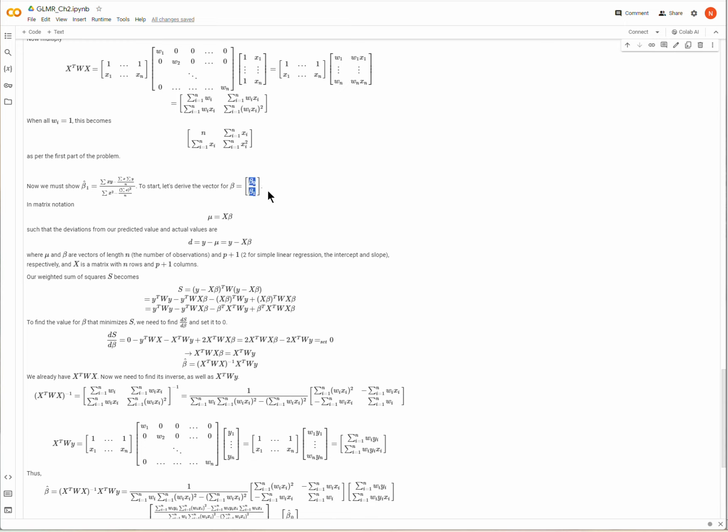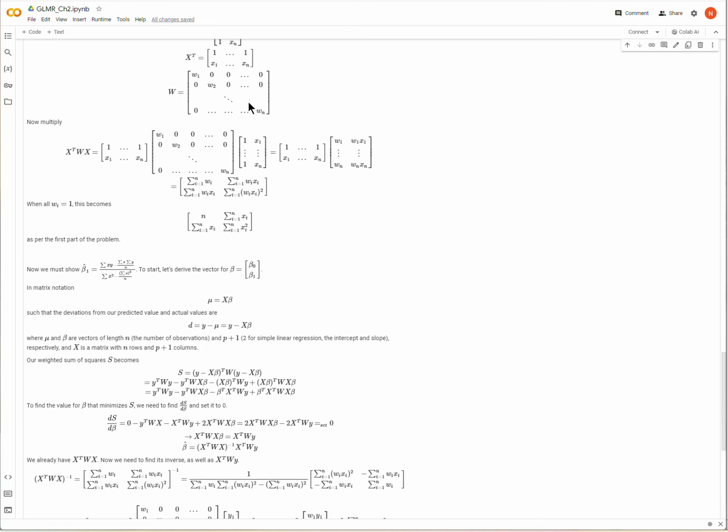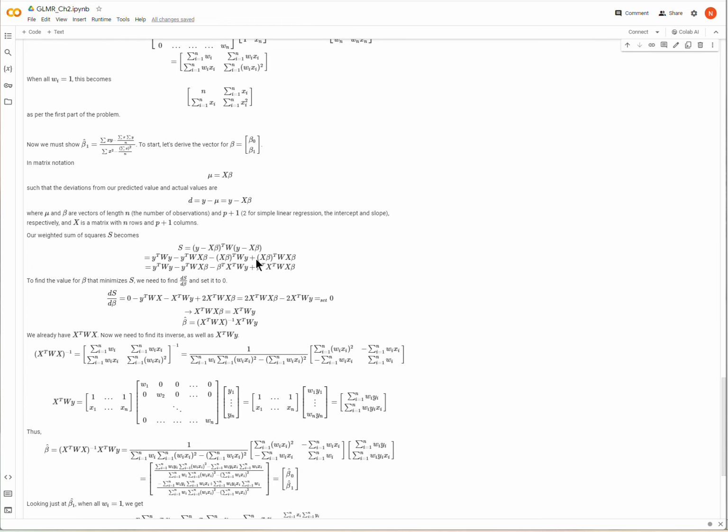In fact, beta looks like this. It has p plus 1 elements, where p is the number of predictor variables. I have one predictor variable, one x variable in this case. The intercept is not a predictor variable. So p in this case is 2, one for the intercept and one for the slope. If we had more predictor variables, then p would get bigger, and so on and so forth.